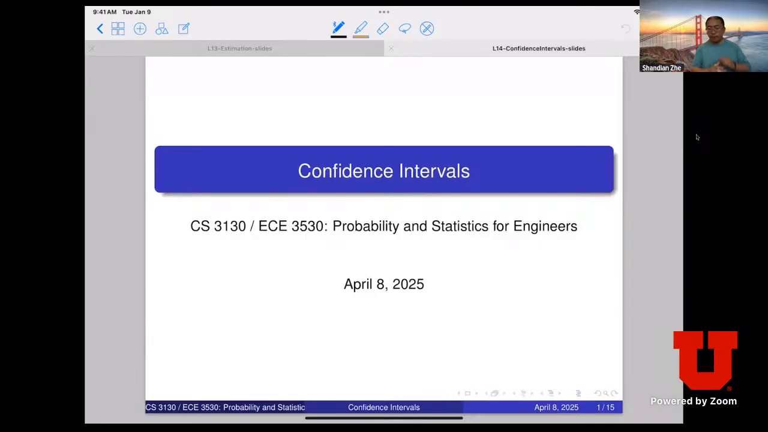Okay. So now let us introduce a very, very important concept in statistics, practice, and inference. It is called confidence intervals. You probably have seen this in numerous places, but now we're gonna give a more rigorous definition. What is a confidence interval, and usually, how do we compute it?